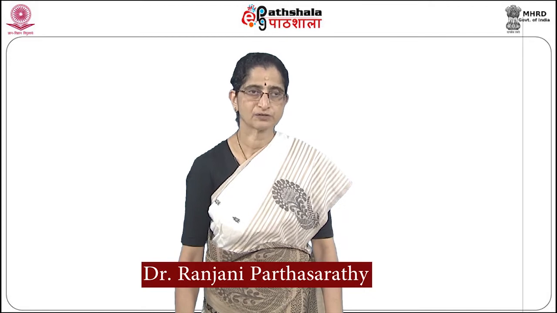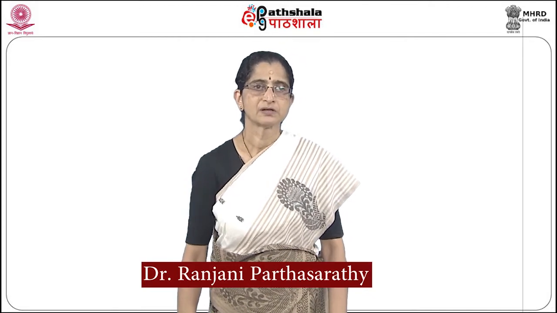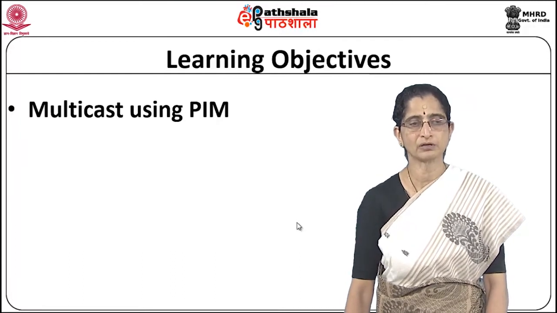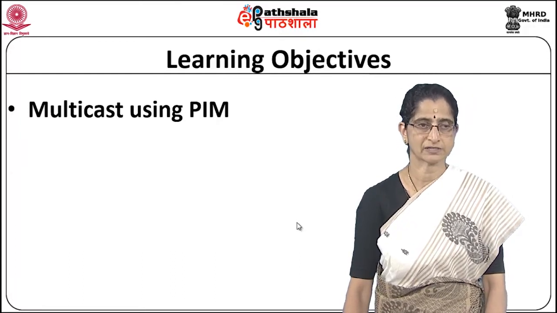So, we are looking at a series of lectures in computer networks. We will be looking at multicasting today. With respect to multicasting, there are two important protocols. One is the DVMRP protocol and the next is the PIM protocol. We had already looked at the DVMRP protocol. Today we will be looking at the PIM protocol, or the protocol independent multicasting mechanism.